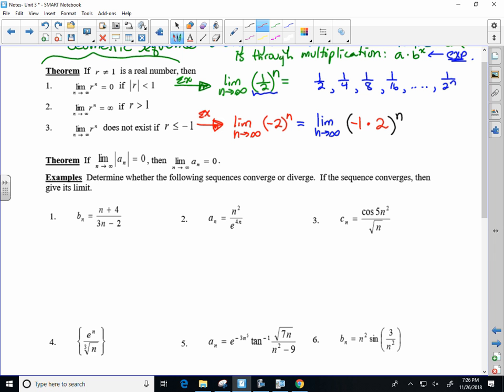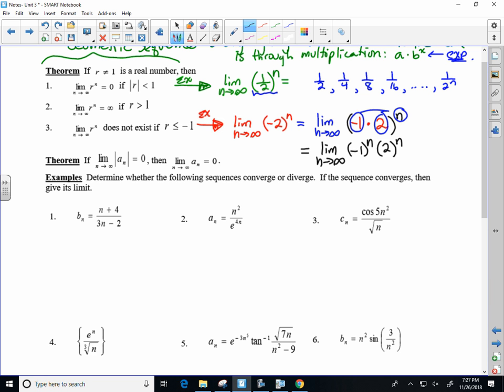All right, so -2 can be thought of as -1 times 2. If you have a product that's being raised to a power, each part of that product gets raised to that power. So I'm going to raise the -1 to the nth power, and I'm also going to do the same thing with the 2. So this would be the same as (-1)^n times 2^n. Multiply. All right? The 2^n is not the problem. In fact, if that's all there was, I would just say the limit is infinity. And that's the end of it.